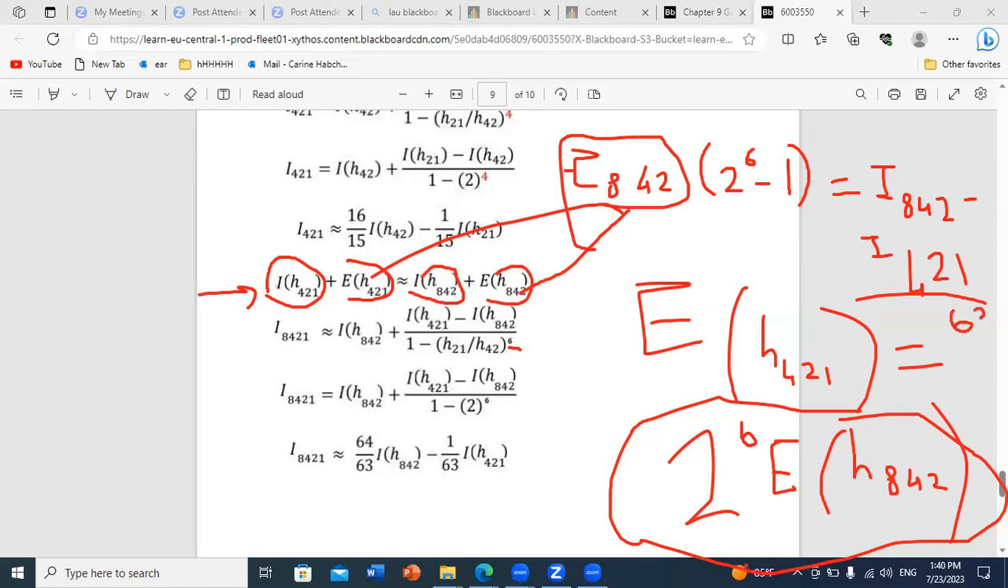Now if you replace the error by its expression, you can find that the coefficient of the integral 842 is 1 over 63 plus 1, which is 64 over 63. And the coefficient of integral 421 is minus 1 over 63. In this way, you derived what should be the coefficients used after 3 Richardson extrapolations.